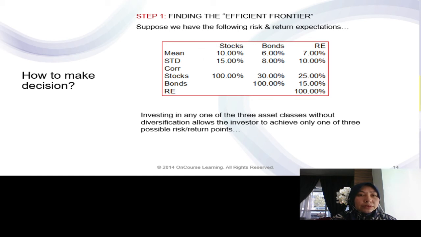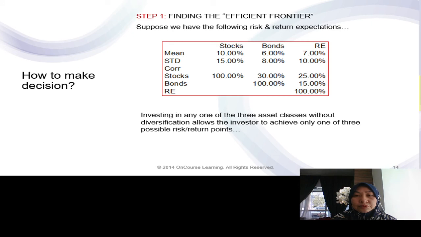Okay, so these are the levels of risk and return: 10% return, 6% return, 7% return. The standard deviation is the risk: 15%, 8%, and 10%. So investing in any of the three asset classes without diversification allows the investor to achieve only one of three possible risk and return combinations. If we choose to invest in stocks, we get this one only. If we choose bonds, we get this one. But how about if we invest in these three together?